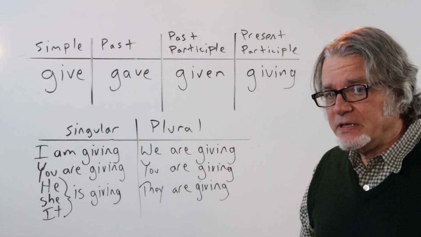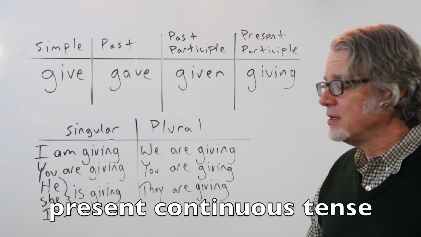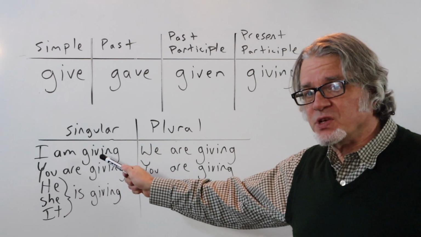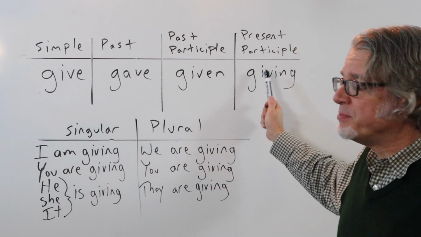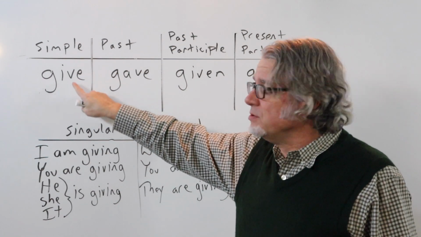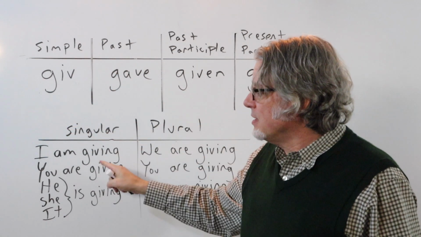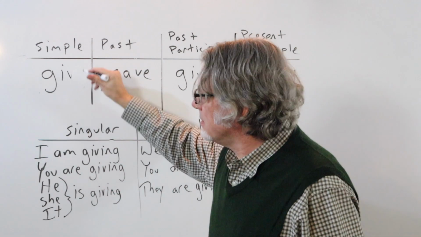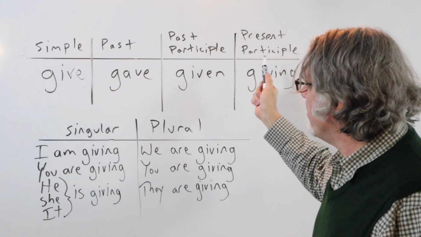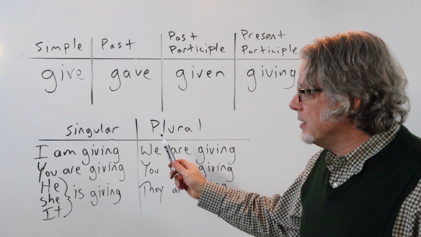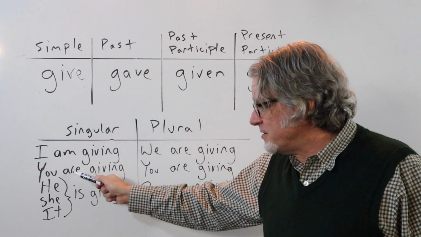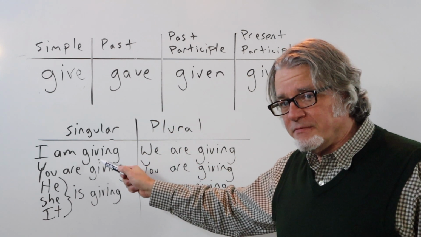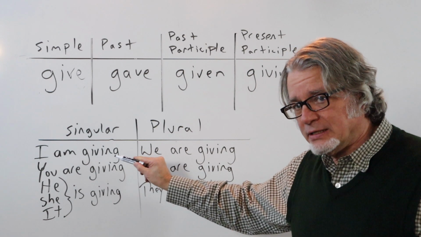Here the verb give is in the present continuous tense. The main verb is in the form of a present participle. You can consider it the present participle, or if you want to, you could consider that this is the verb give in the simple form and it's got an ing ending. There is a difference between the simple form and the present participle. The helping verb is the verb be. The main verb is the verb give with an ing ending.